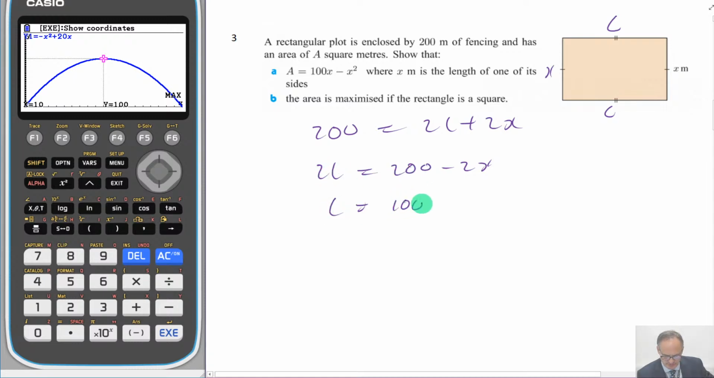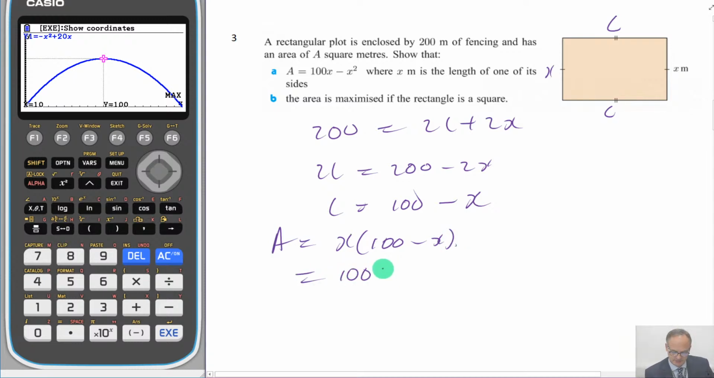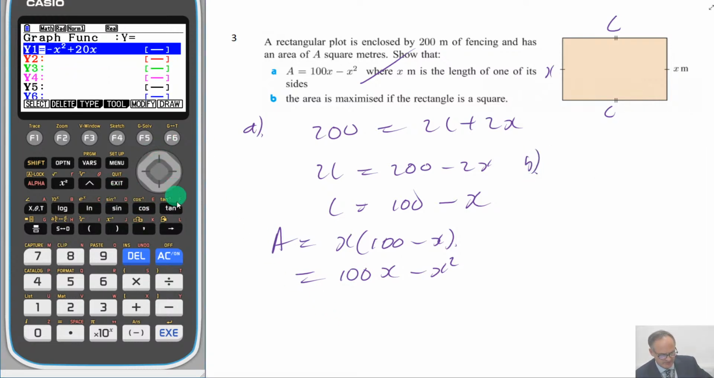So we've got 100. 200 divided by 2 is 100. Divide this by 2, we get minus x. And therefore, our area is going to be equal to x times 100 minus x. Okay. And we get 100x minus x squared. Done.